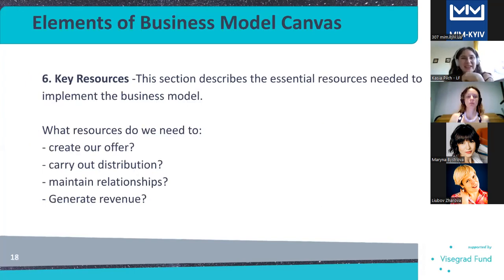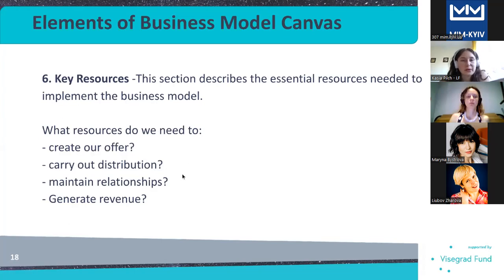Another segment of Business Model Canvas is key resources. In this section, we focus on describing the essential resources that are needed for your business to function. That might be knowledge, technology, infrastructure, people, finances, or other resources that are necessary for your business to function. So what do you need for your business to function?